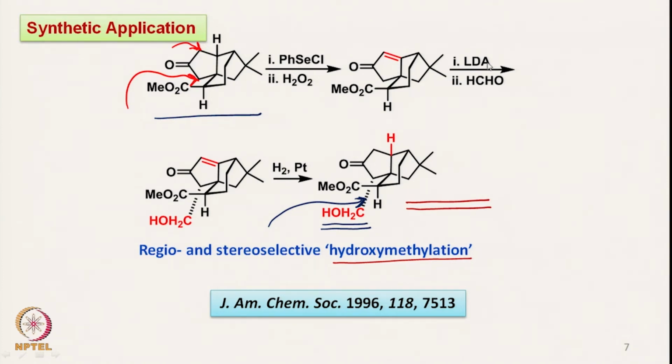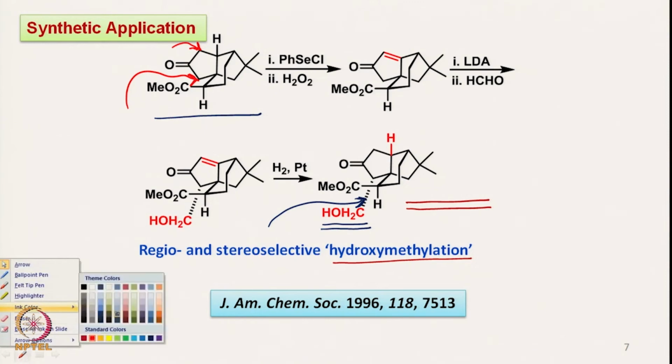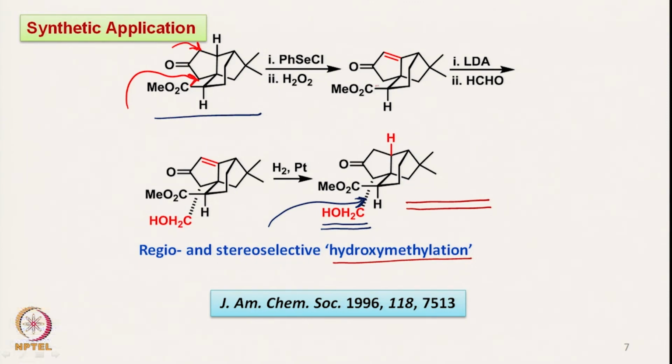There is no proton that is available to be removed, and therefore once this particular enone is formed, the LDA, lithium diisopropylamide, would deprotonate this proton here, this proton which is alpha to the carbonyl group, and then with the help of an electrophile such as formaldehyde, one can introduce the CH2OH group.